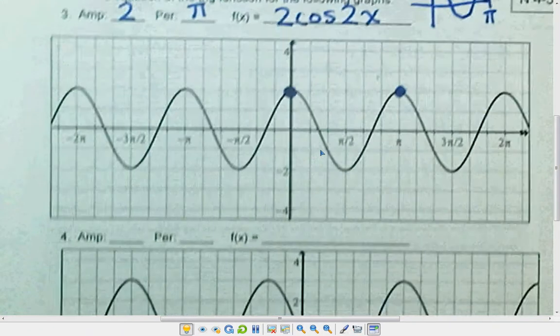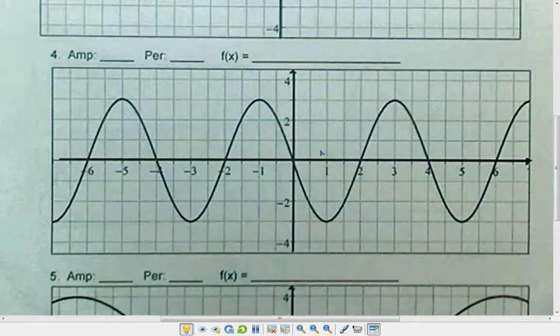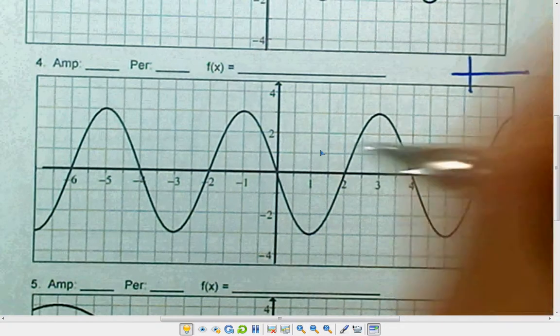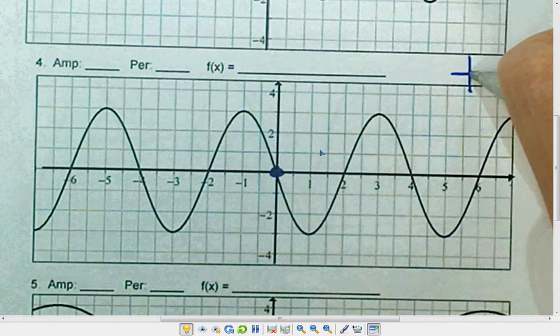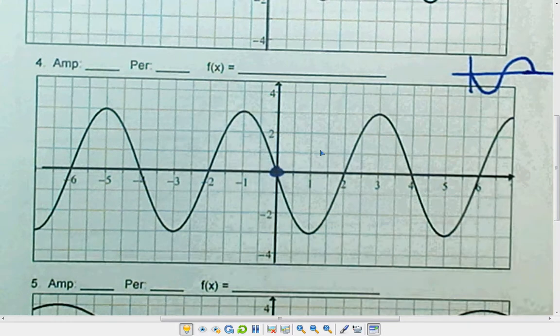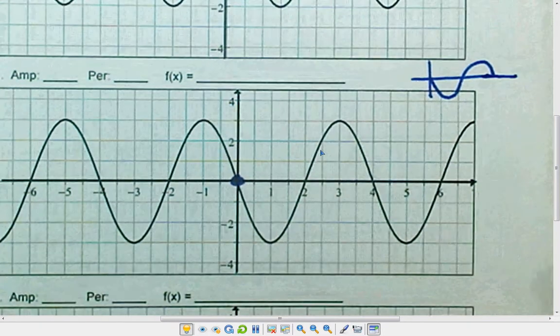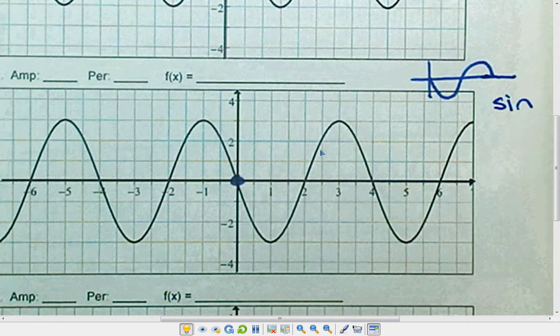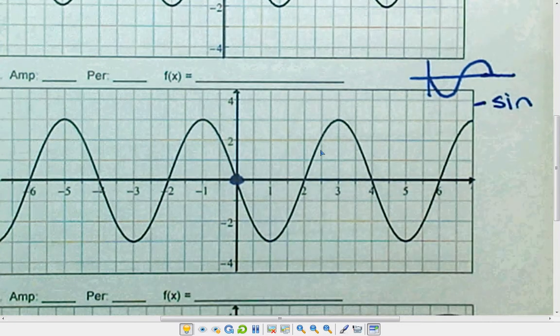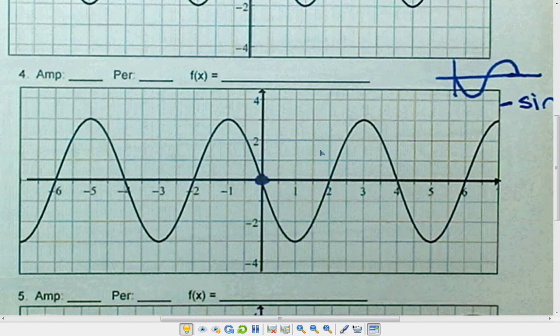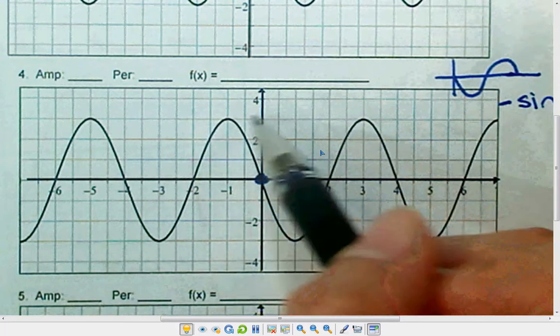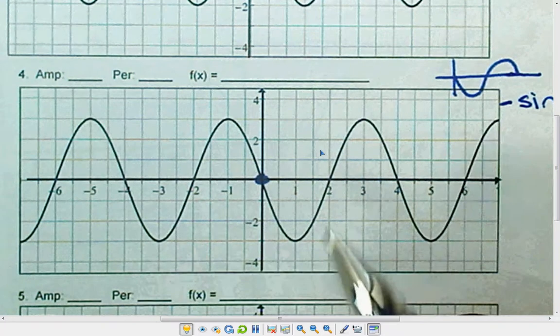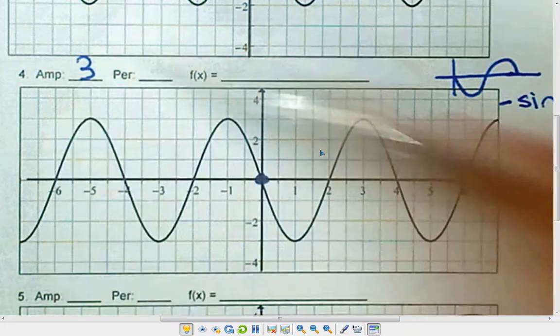Okay, let's do another example. So for number 4, this one starts at 0, but it goes down and then up. So it looks like this, which tells you if it starts at 0, it's a sine function, but because it goes down first, it's a negative sine function. Our amplitude, the highest point it goes to, the lowest point it goes to, are both 3 and -3, so this is an amplitude of 3.